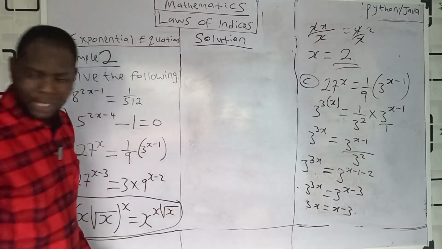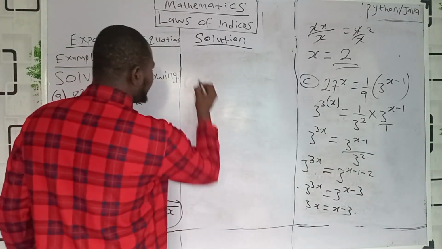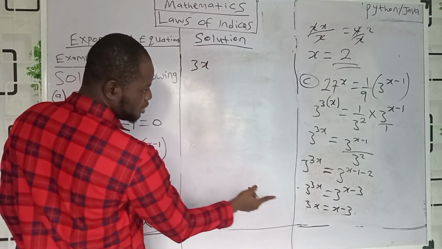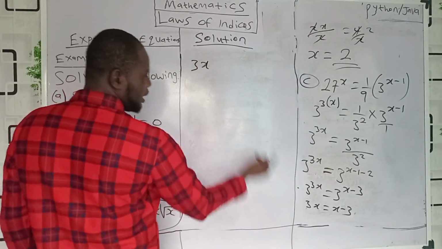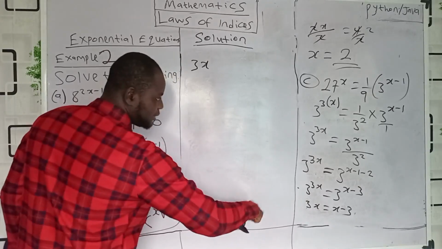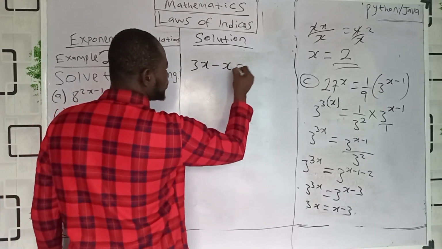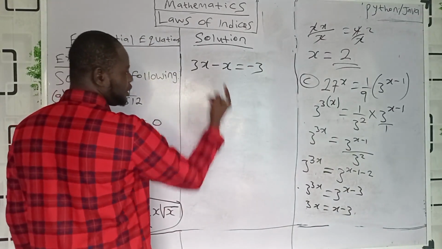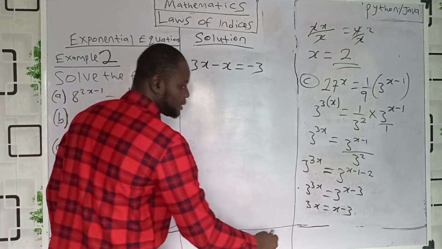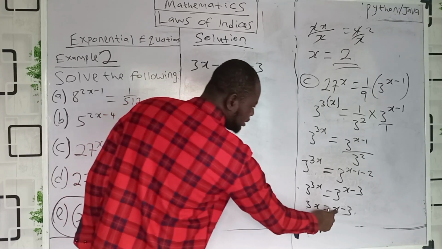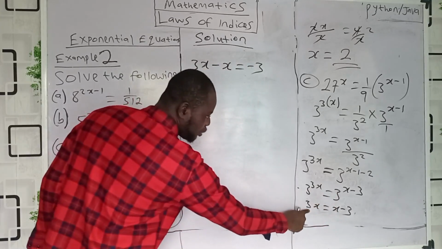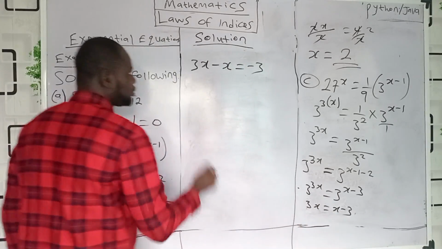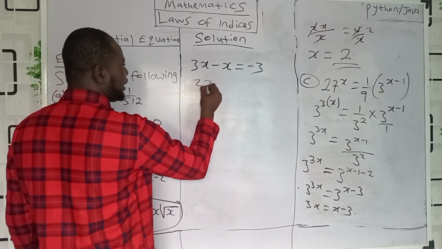So now, I will now say 3x. I can transfer x to this side. It will now become minus x equal to what? Minus 3. Can you see that, everybody? 3x minus x. It's like we are collecting like terms. This one has x, this one has x, bring it to come and join its colleague. So it will now be 3x minus x, that's 2x, equal to what?